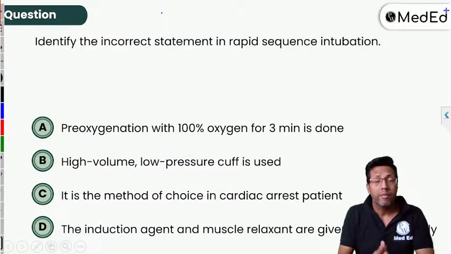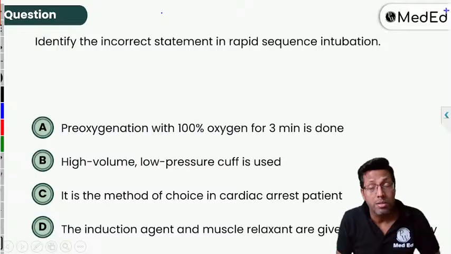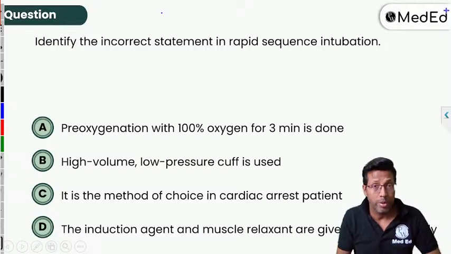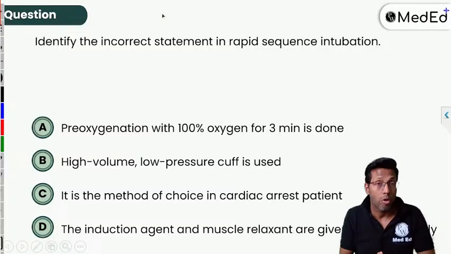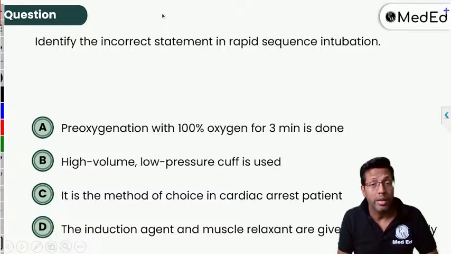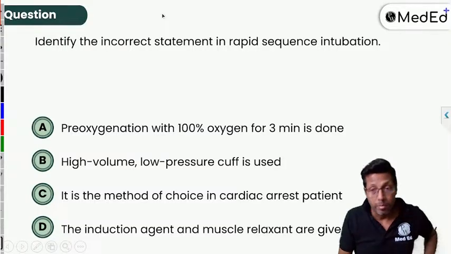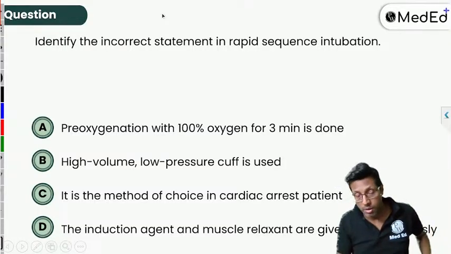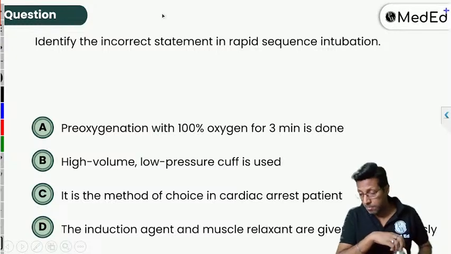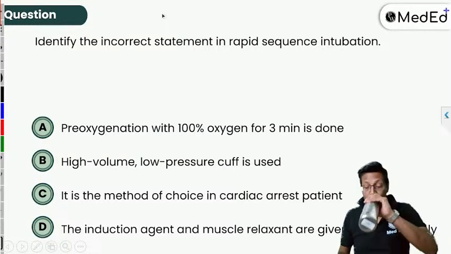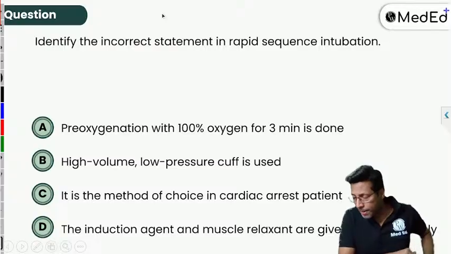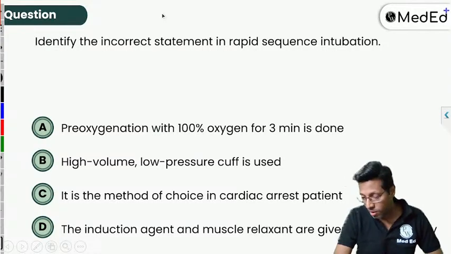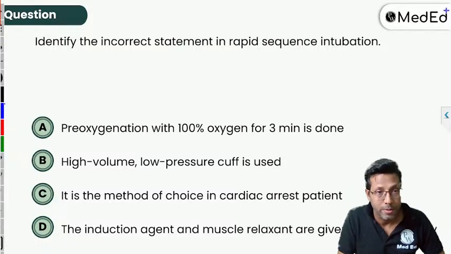Next question. Identify the incorrect statement in rapid sequence intubation. Okay, so pre-oxygenation with 100% oxygen is done for 3 minutes, right? A high volume, low pressure cuff is used. It is the method of choice in a cardiac arrest patient, and the induction agent and muscle relaxant are given simultaneously. So I'm getting answers, and all of you who've answered are absolutely correct.